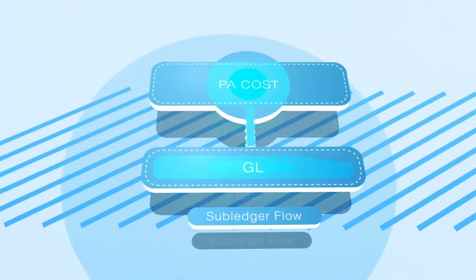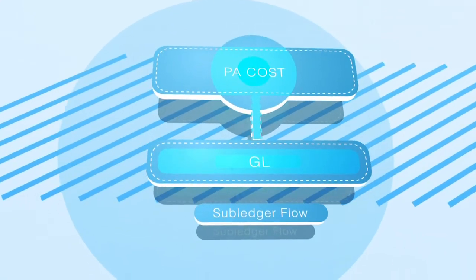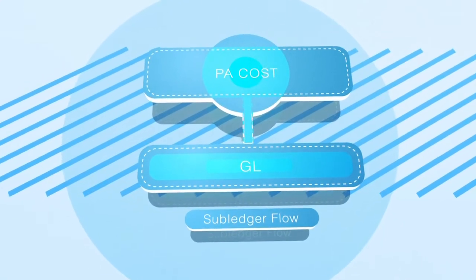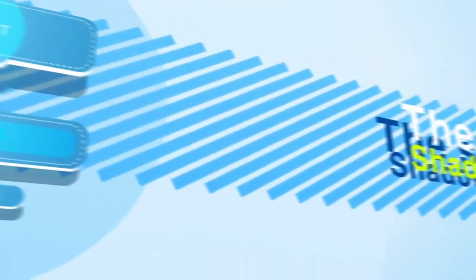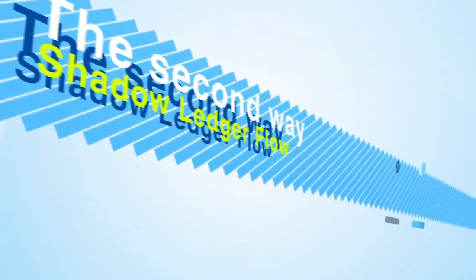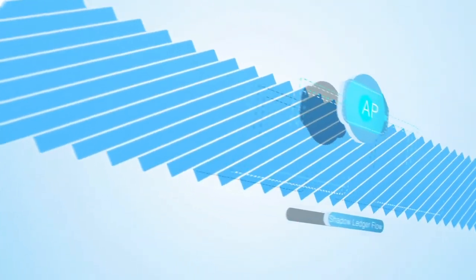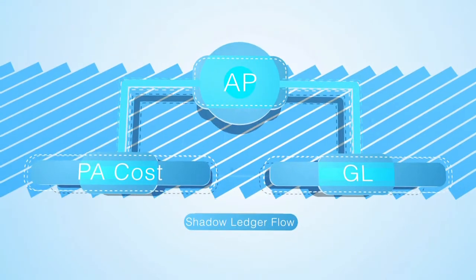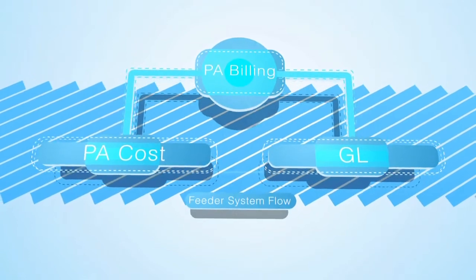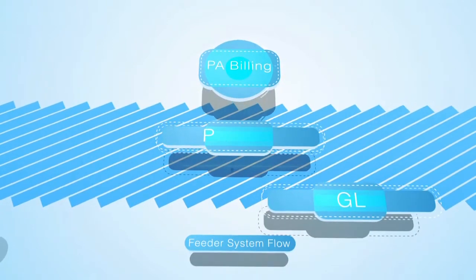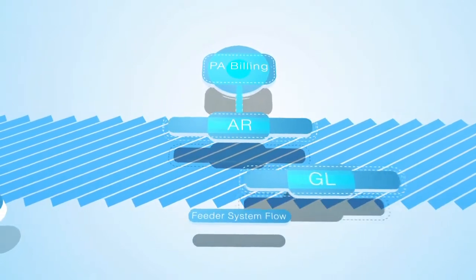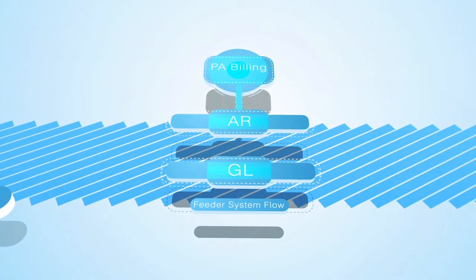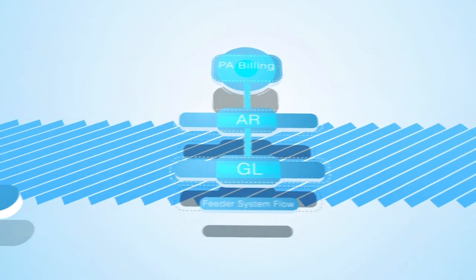The first way is like a typical subledger, where projects either creates or imports the transactions, then generates the accounting that is sent to the GL. The second way is like a shadow ledger, where project receives transactions that have already been accounted for in the GL. The third way is like a feeder system, where projects feeds transactions to another module. That other module then generates the accounting and interfaces it to GL.